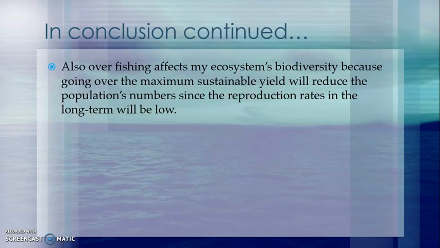I'll continue on my conclusion. Also, overfishing affects my ecosystem biodiversity because going over the maximum sustainable yield will reduce the population's numbers since the reproduction rates in the long term will be low.